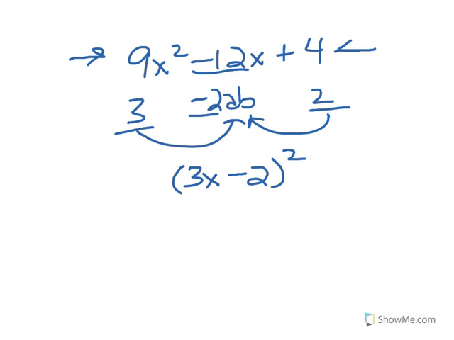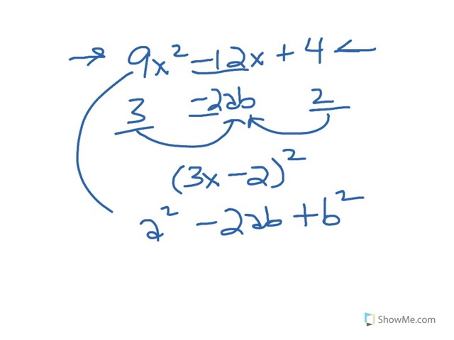Now, how did I get that? Well, the whole pattern is a squared minus 2ab plus b squared. So this first term has to be a square of whatever goes right here. Well, what's the square root of 9x squared? We already know the square root of 9 is 3. The square root of x squared is x. So take 3 and x and put them together. Can you get 9x squared out of that? You certainly can. In the same way we knew 2 was going to work, because 2 squared is 4. So this is the way we factor that.